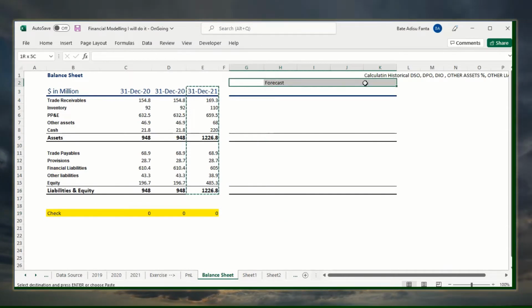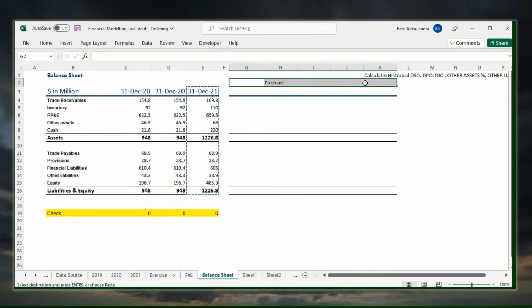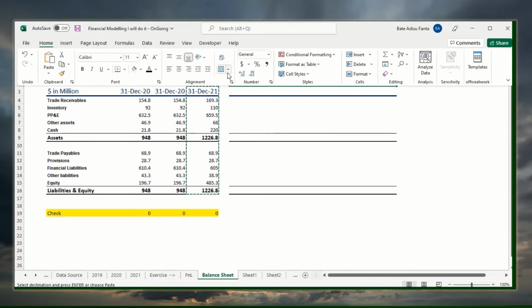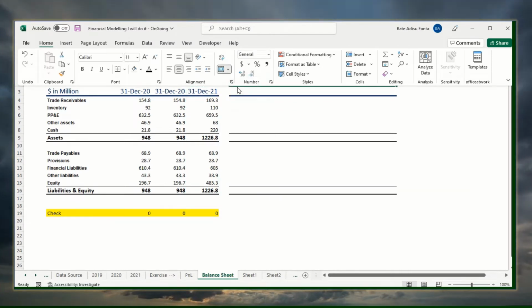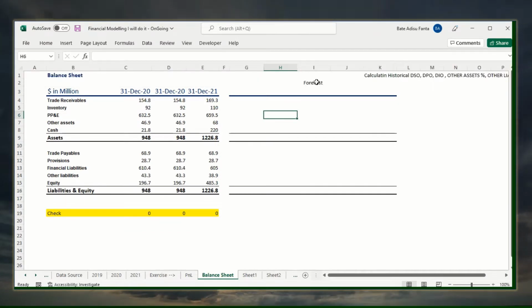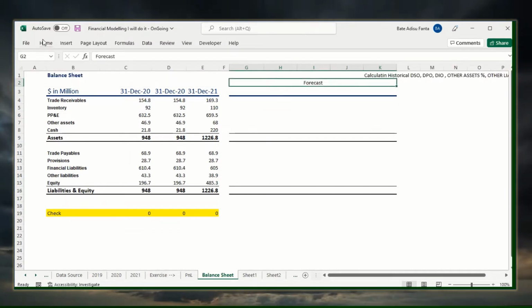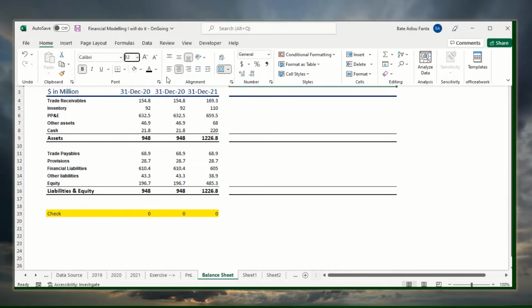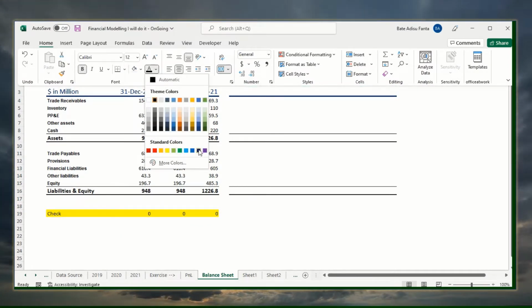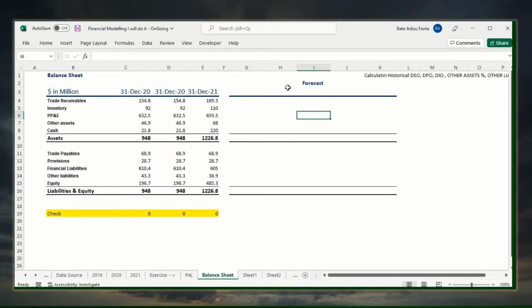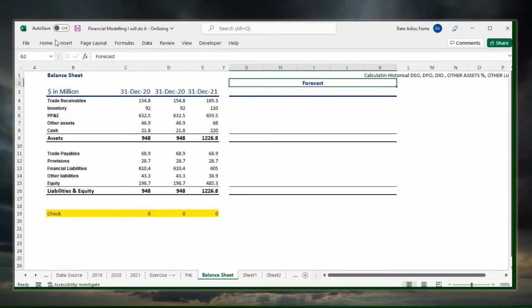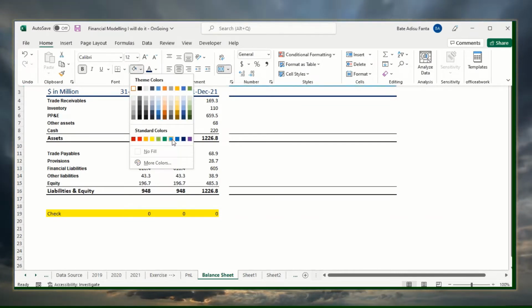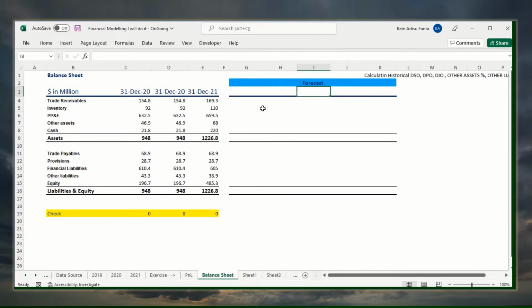And then let me merge and make this forecast at the center here. Merge in the center, you see. And then let me change a little bit the font size, making it bold and changing the color. If you need, you can change maybe the background color also. I think it looks good now.